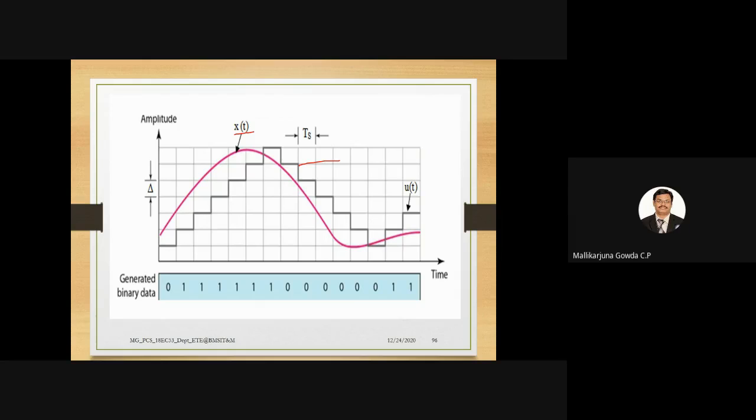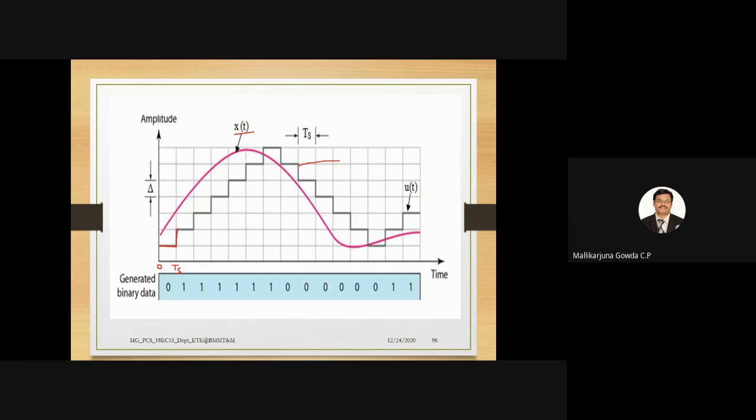This is a sampling interval, right? So you can write this as 0, then Ts, 2Ts, 3Ts, 4Ts, and so on. For example, to begin with, my approximated signal is less than the analog input signal. So it will compare at T equal to Ts. At this point of time, my approximated signal is less than the original analog message signal, so it will be incremented by delta.